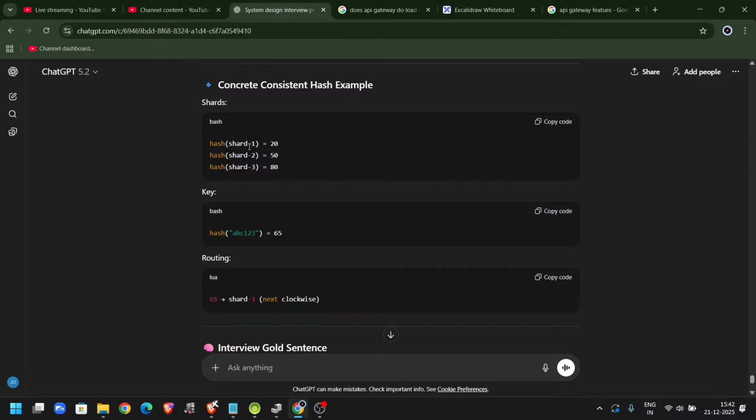Example: shard 1 has 20, another has 50 and another has 80. Oh no, it is not the amount of keys, it is just a hash value. So this generates hash 65. So we go to the next clockwise, shard 3, right? So we can assume that 50 to 80 are stored in this one, 20 to 50 in this one, and 0 to 20 in this one. Something like this.